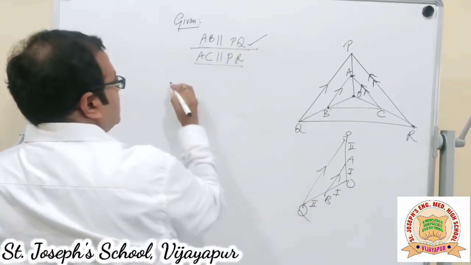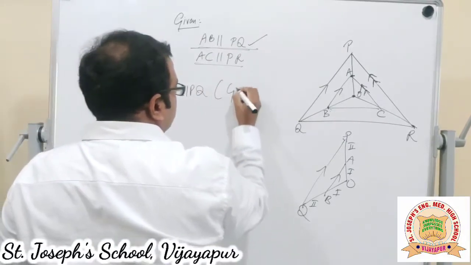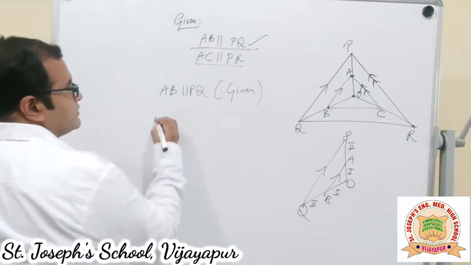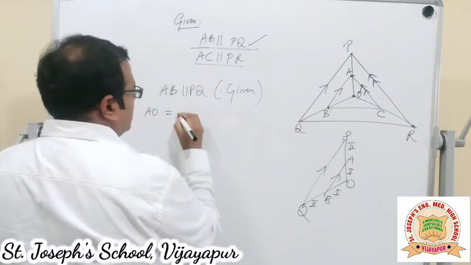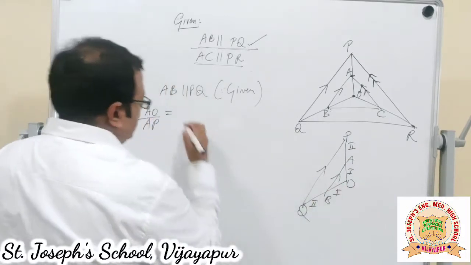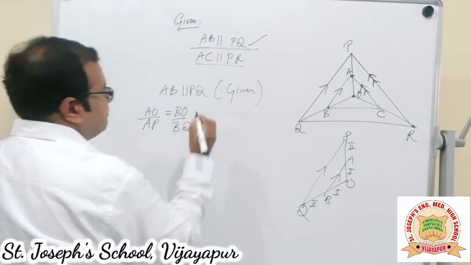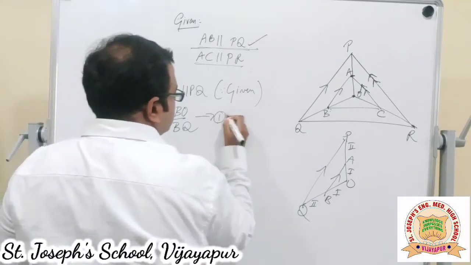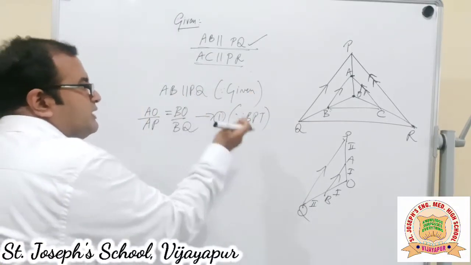If you apply BPT here, what happens? So given AB is parallel to PQ, we can rewrite that in the proof. AB is parallel to PQ, reason given, that is given, data. Then apply this, what can you say? AO upon AP is equal to BO upon BQ. So first part upon second part. This is equation 1. The reason is we applied BPT because parallel is given, proportionality we proved, that is BPT.